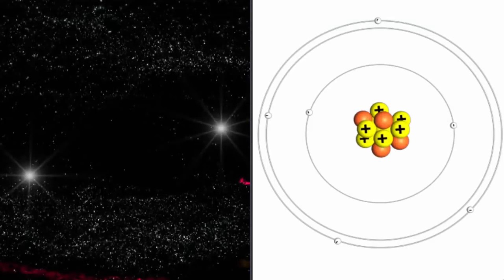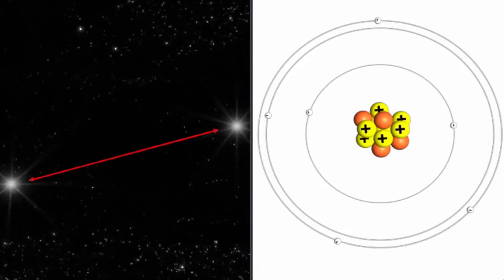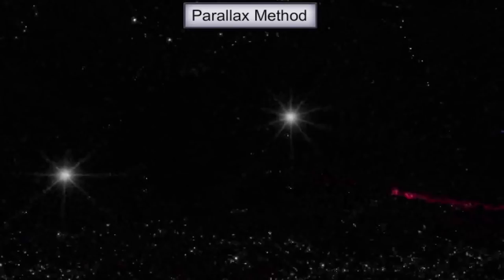However, lengths to be measured can be as large as the distance between two heavenly bodies or as small as the radius of an atom. To measure large distances, we employ an important method called the parallax method.